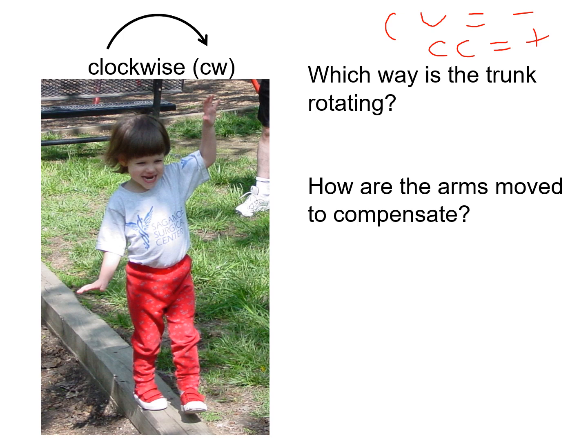So right here, this girl is rotating clockwise. So which way is the trunk rotating? Clockwise. How are the arms moved to compensate, though, so that she does not fall? They're going to move in the equal and opposite direction. So they're going to move counterclockwise. Okay? This way, she's remaining balanced. She's keeping her center of mass above her base of support.